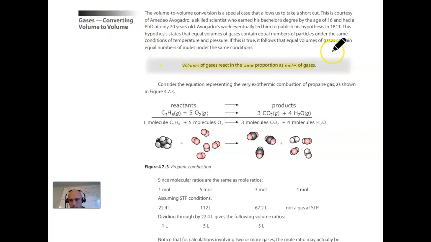First thing, though, I'd like to remind you of is that volumes of gases react in the same proportion as moles of gases. Volume and moles are directly proportional. That's not true for mass, because every substance has a different molar mass, and therefore the same number of moles of two different substances will have different masses. But volume and moles are directly proportional.